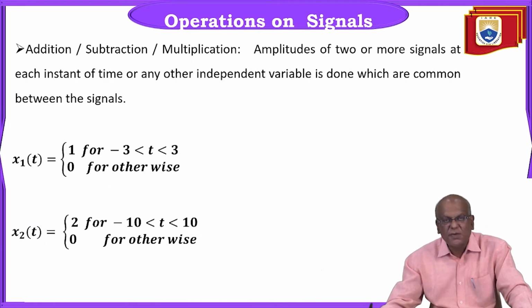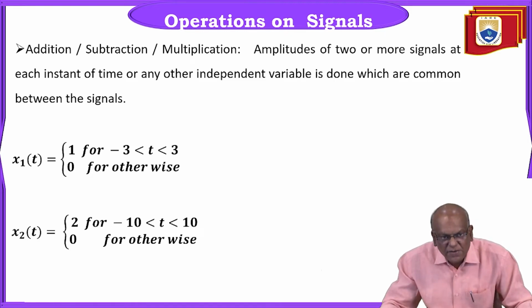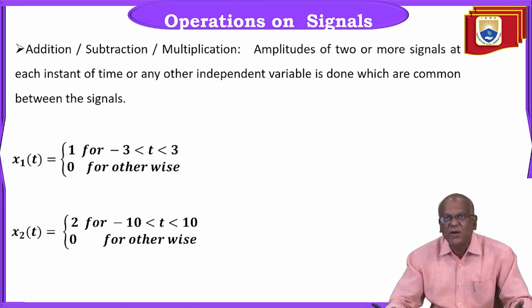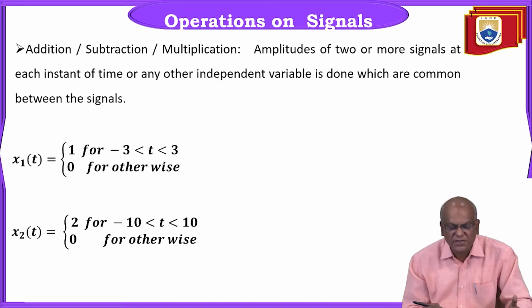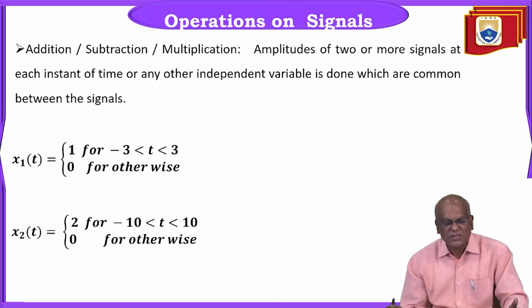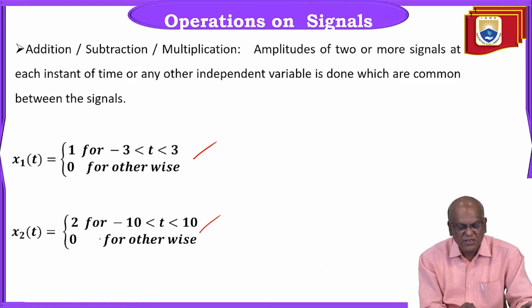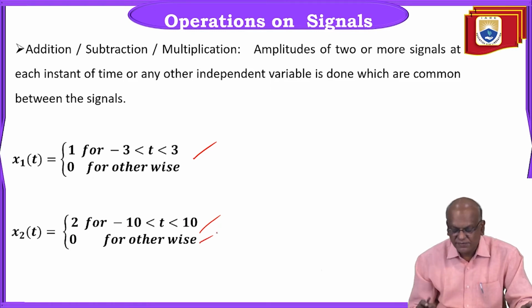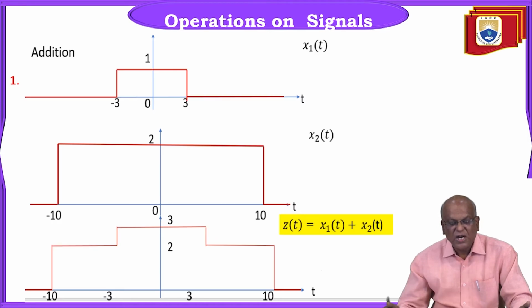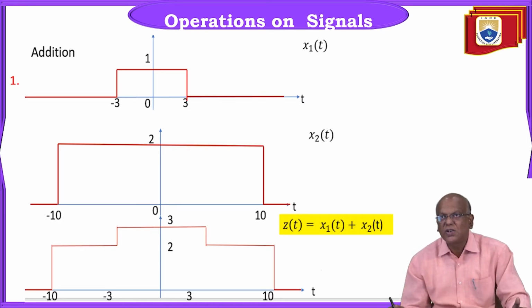The next operation is addition, subtraction or multiplication. Two or more signals can be added, subtracted or multiplied. These operations are performed time by time. Let us consider two signals. x1 of t equals 1 for the interval minus 3 to plus 3, otherwise 0. And x2 of t equals 2 between minus 10 and plus 10, and 0 otherwise. These two signals x1 and x2 are added.